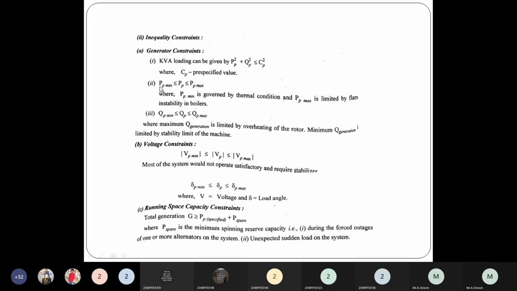So the previous one is equality constraint. Second is inequality constraint. In inequality, you have a lot of subdivisions. The first one is generator constraints. In generator constraints, first we have to consider KVA loading. Mathematically it is given as PG square plus QG square should be less than or equal to CG square. So CG is nothing but the pre-specified value of both powers.